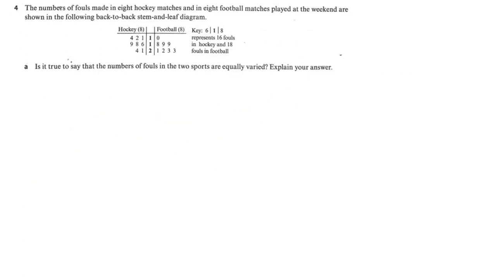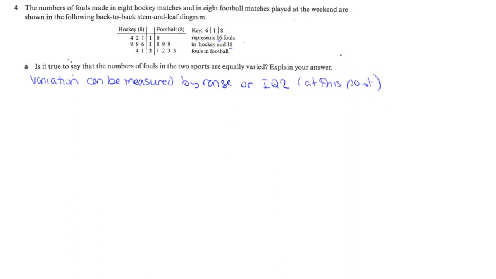Number 4, they give us a back-to-back stem and leaf diagram, and then they basically want to know whether it's true to say that fouls in the 2 sports are equally varied. Well, there's 2 ways we can measure variation at this point. We can look at the range, or we can look at the IQR. Keep in mind, later we're going to look at standard deviation and variance, but right now that's all we've got.